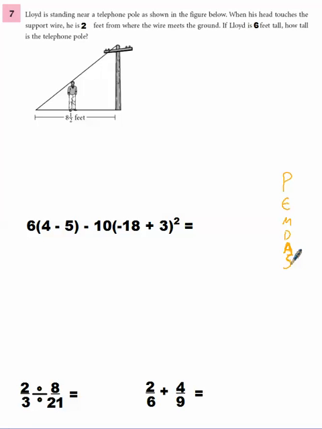So please excuse my dear Aunt Sally. So we're going to have to do the parentheses first. So there are things I can do inside the parentheses. So 4 minus 5 is negative 1. So I have negative 1 here. I have 6. I rewrite everything. Negative 18 plus 3 is going to be negative 15, and that's going to be squared, and that equals, I don't know, we'll figure that out.